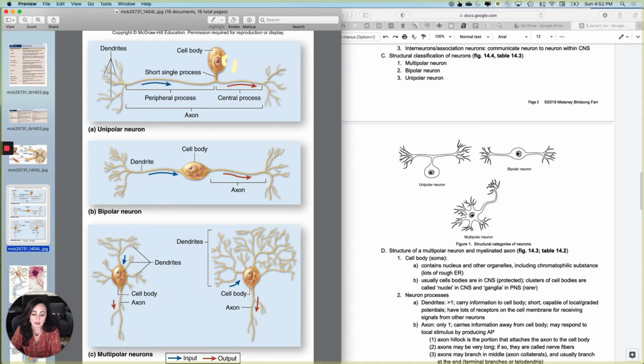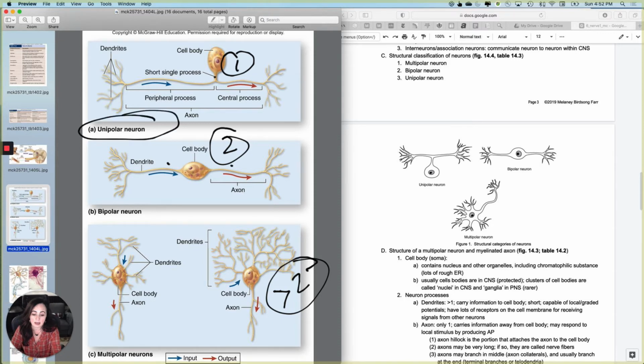This one has one branch right here, right? One. This one has 1, 2. And this one has a bunch, more than 2. So when you look at them, you name them by how many poles or attachments they have to the cell body. This first one with 1 attached to the cell body is called a unipolar neuron. This one, 2 attached to the cell body, is called a bipolar neuron. And I don't want to count how many, but more than 2 is called a multipolar neuron.